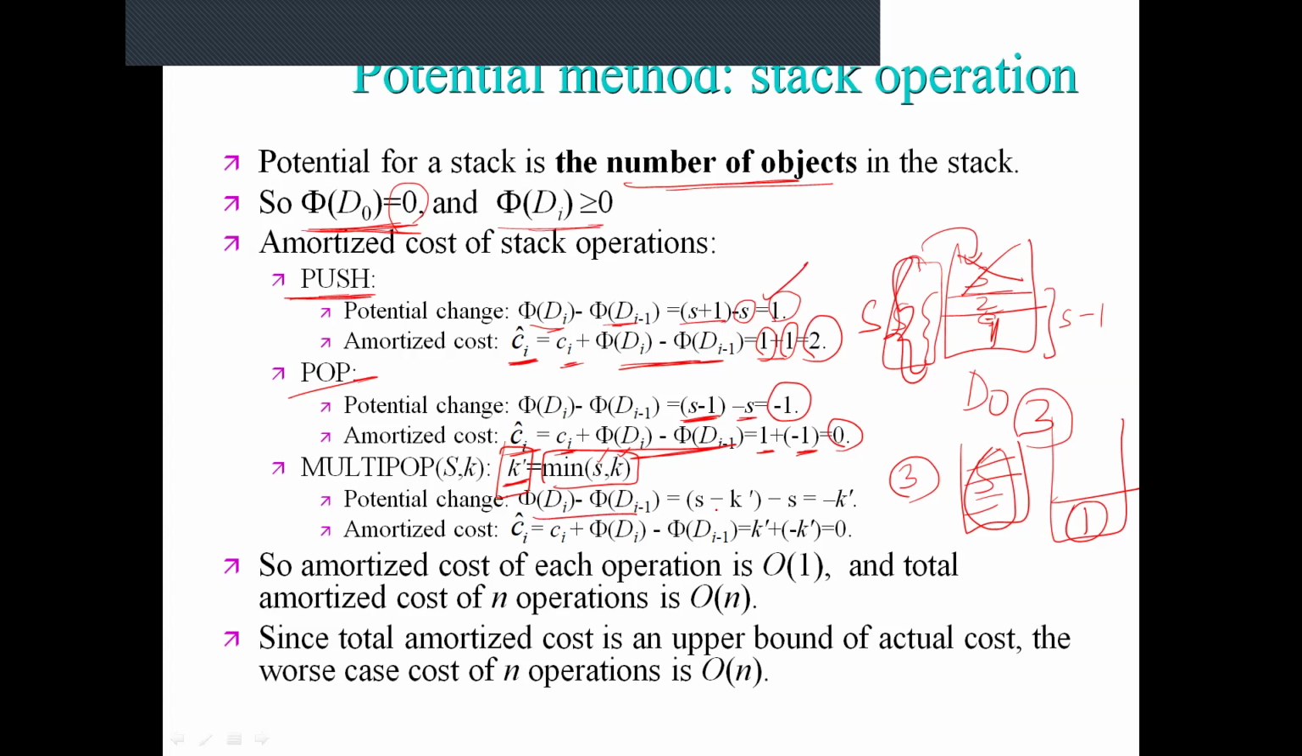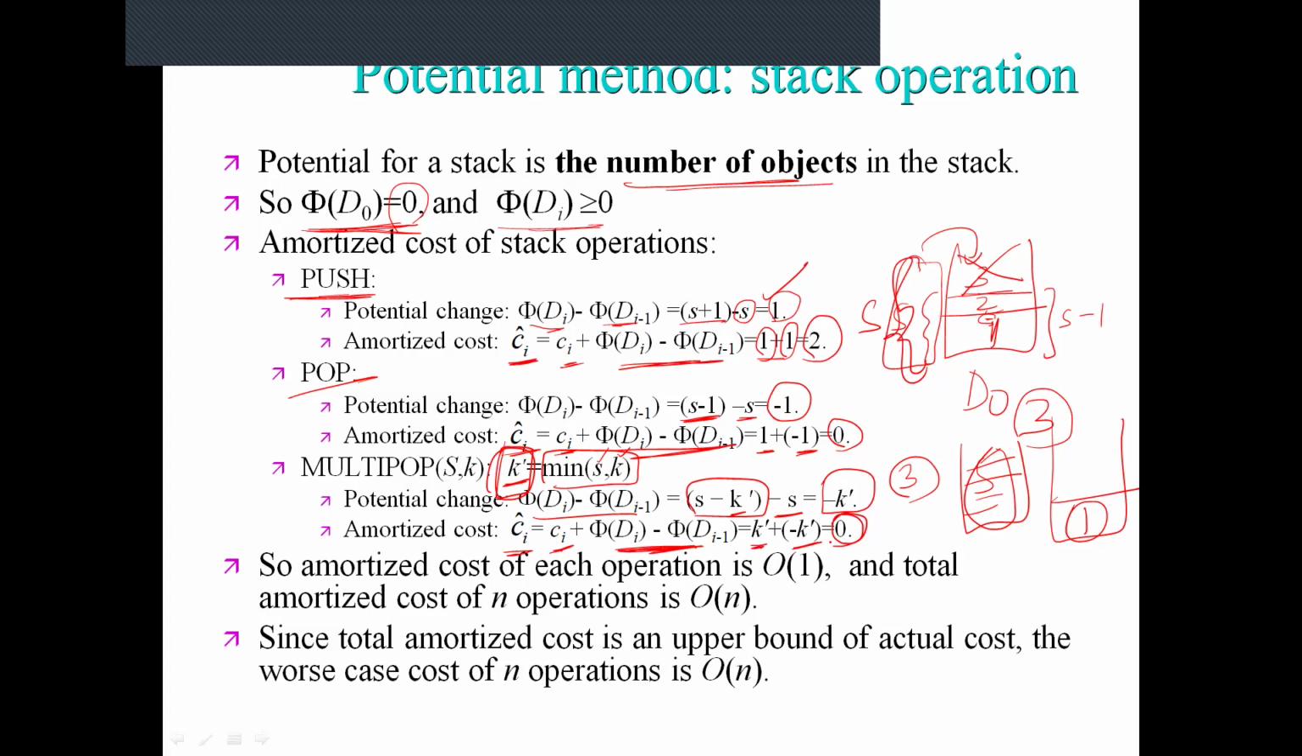So change in potential is basically, the current state of the stack is S, right? But once you pop K dash elements, the state of the stack will be S minus K dash. So you get minus K dash. So the amortized cost is nothing but the actual cost plus the change in potential. So we sum it. The actual cost is K dash, like we said before, and the change in potential is minus K dash. So the multi-pop operation has an amortized cost of 0.